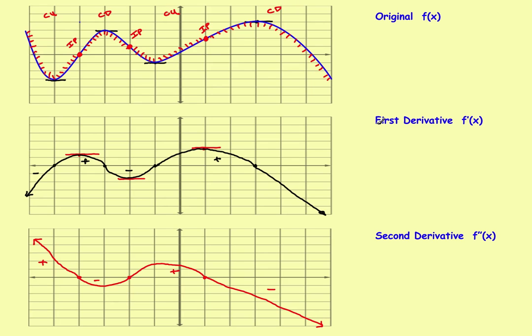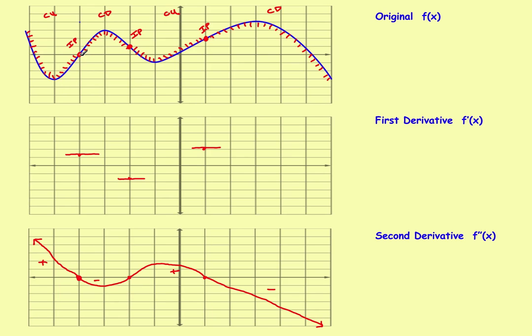Now, to show the relationship between the original graph and the second derivative, let's go to here, and we'll go ahead and turn the first derivative graph off. Now again, just looking at the original function and the second derivative, wherever the original function has an inflection point, if you come straight down from there, what you'll notice is that the second derivative graph goes through 0.